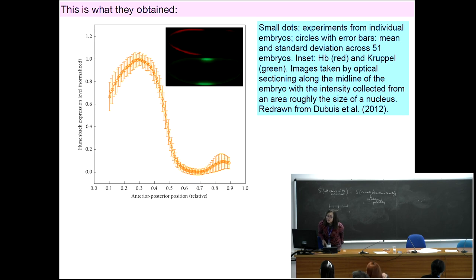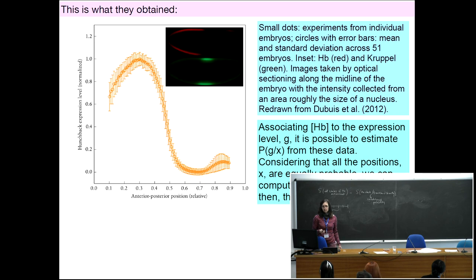I saw one once, but basically, what you see more clearly is the circles, which is the mean over 51 embryos, and then the standard deviation around the means. This is the plot. And this is the fluorescence image. He's showing two proteins. Hunchback is the one depicted in red there.